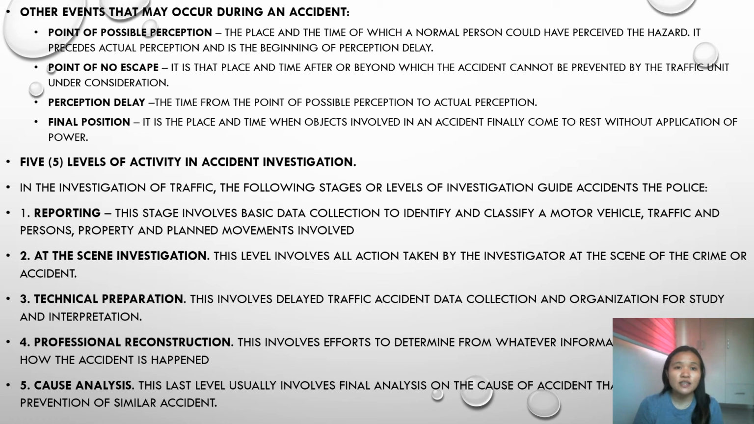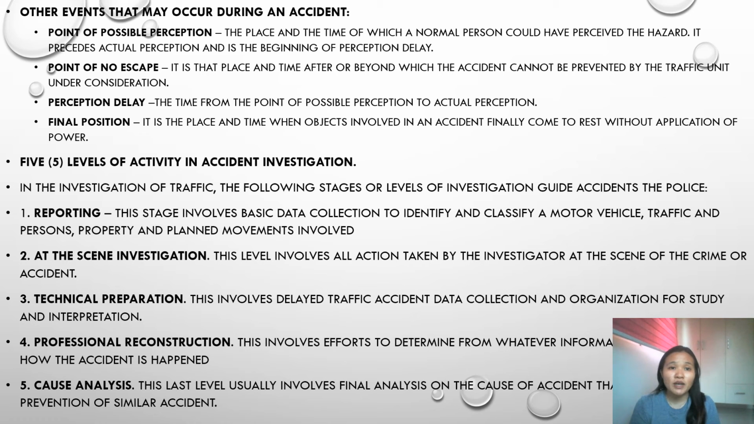Next, other events that may occur during an accident. First, we have point of possible perception, point of no escape, perception delay, and final position. Point of possible perception, the place and the time at which a normal person could have perceived the hazard. Ayan yung normal day ka, normal time, pero alam mong parang may mangyayari. Or parang alam mong merong kapahamakang mangyayari. It precedes actual perception and it is the beginning of perception delay.